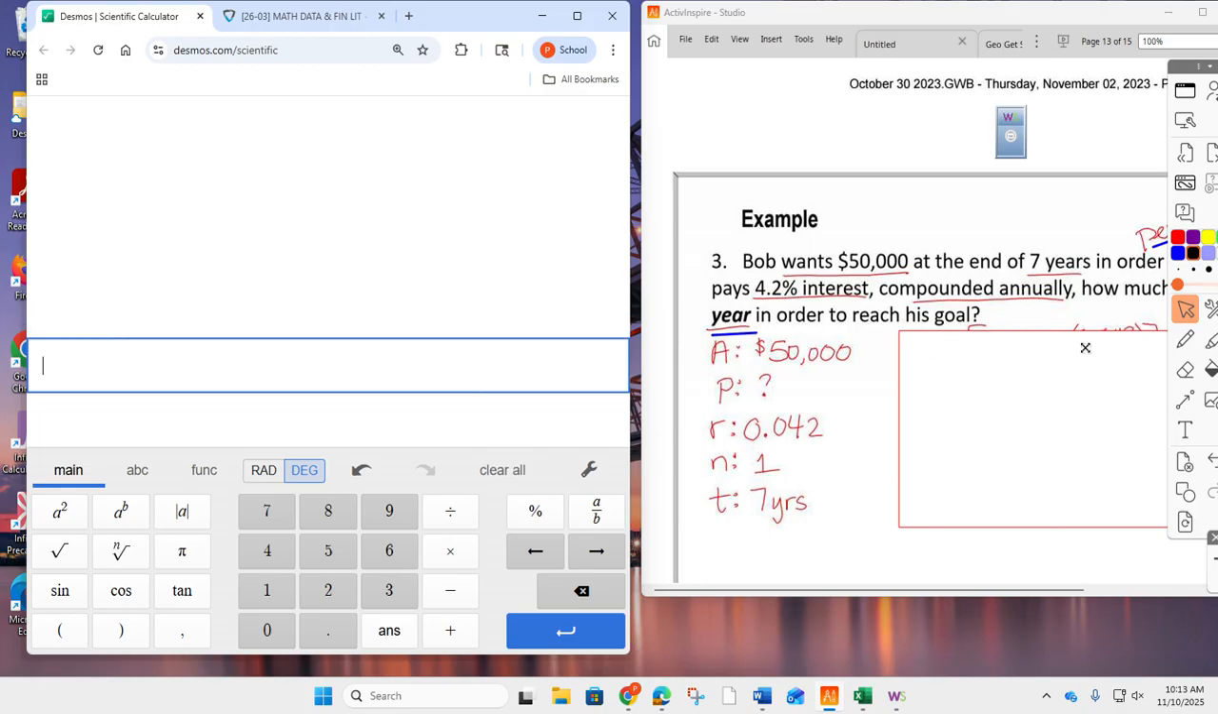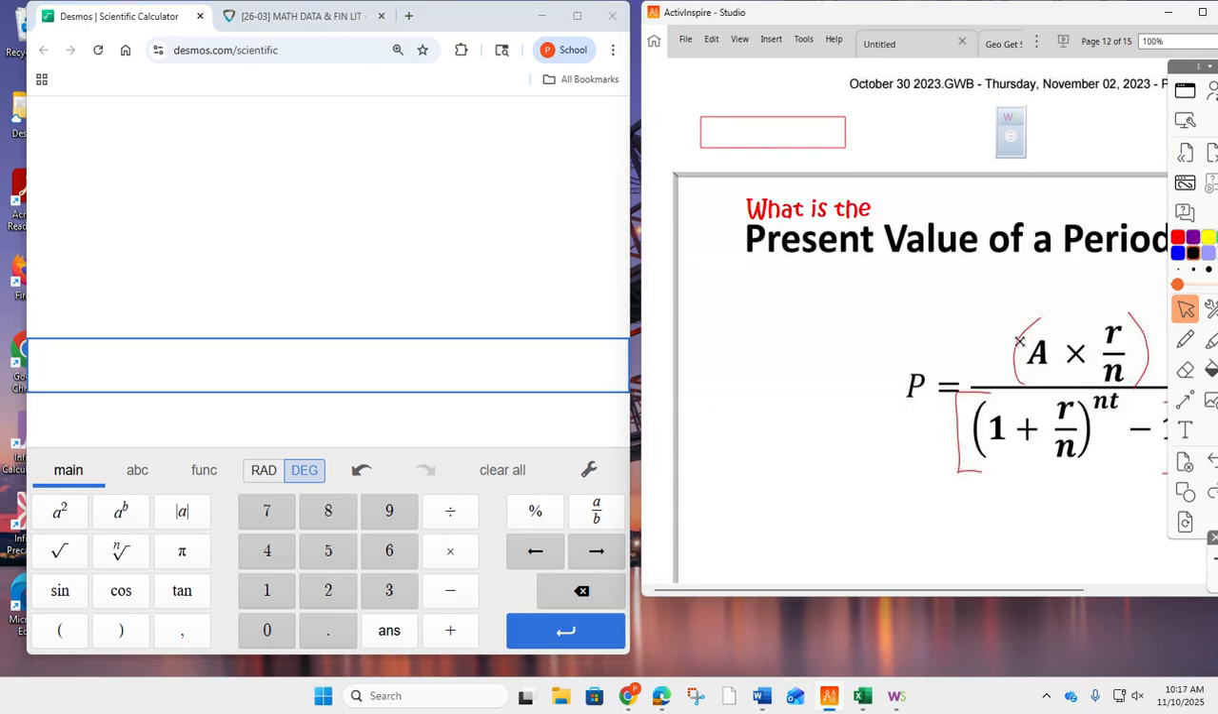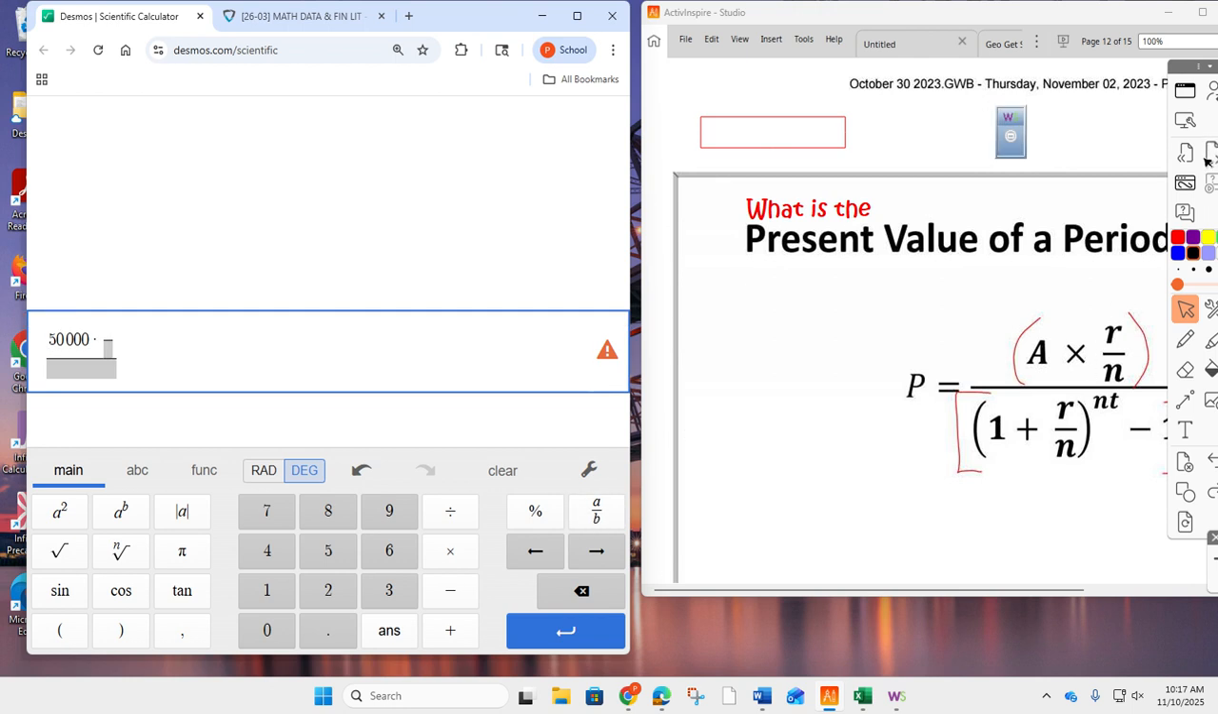So the formula is A times the rate divided by the number of compounding periods. We've got a big fraction, so the A was $50,000. So $50,000 times the rate divided by the number of compounding periods. So the rate was 0.042. And it was compounded daily, is that correct? Nope, compounded one time.